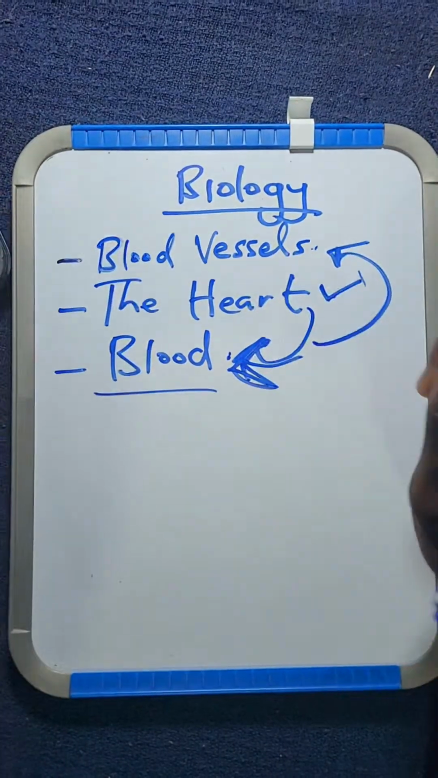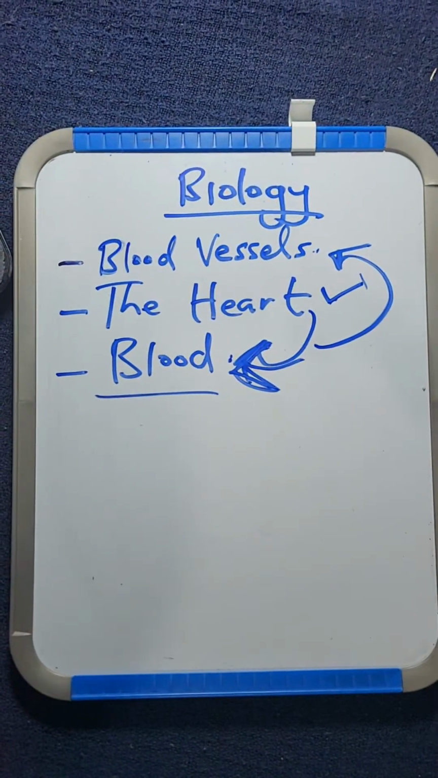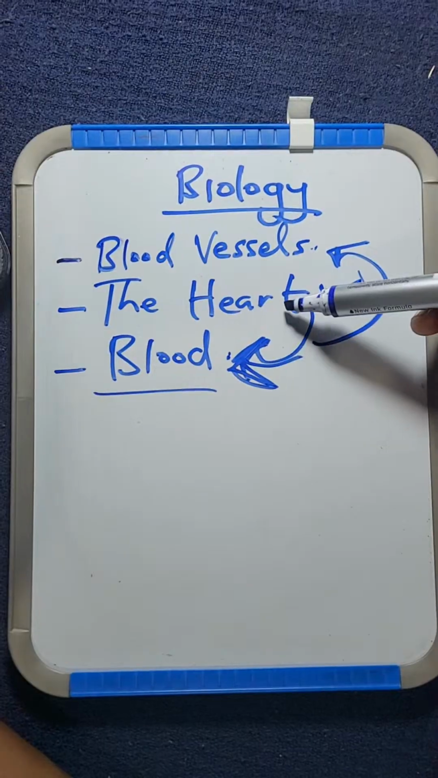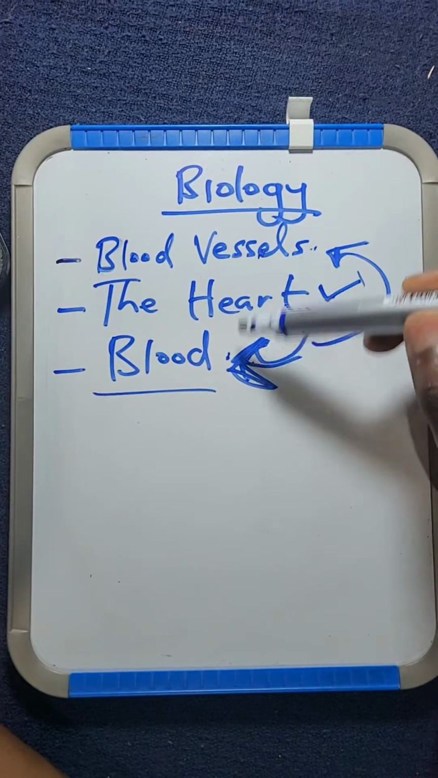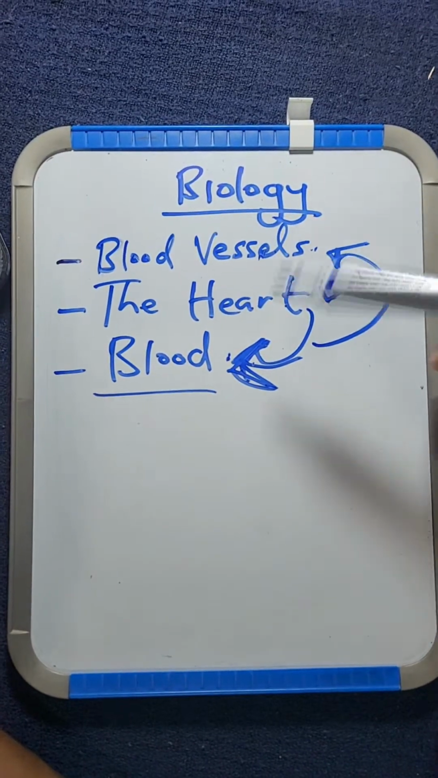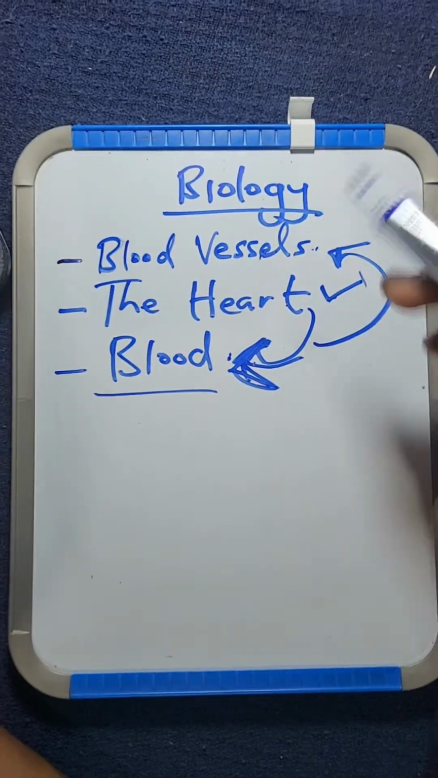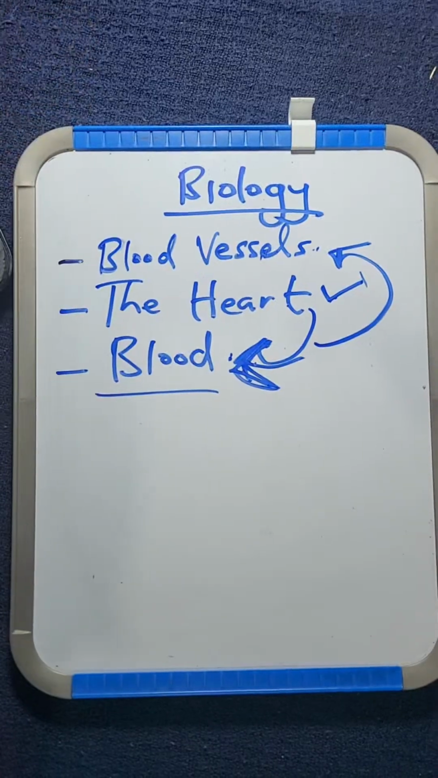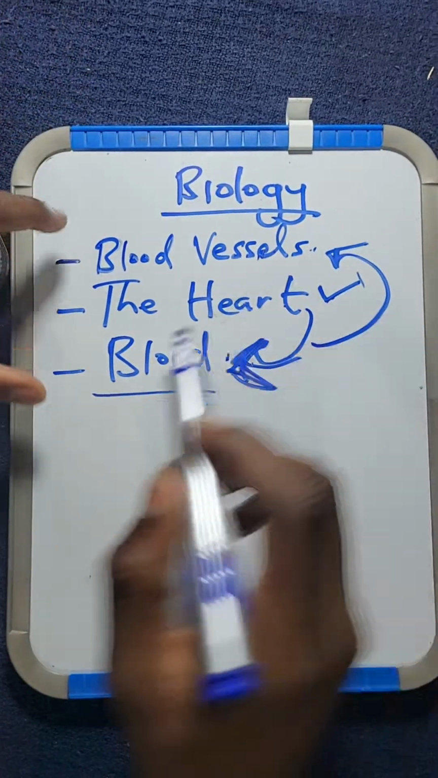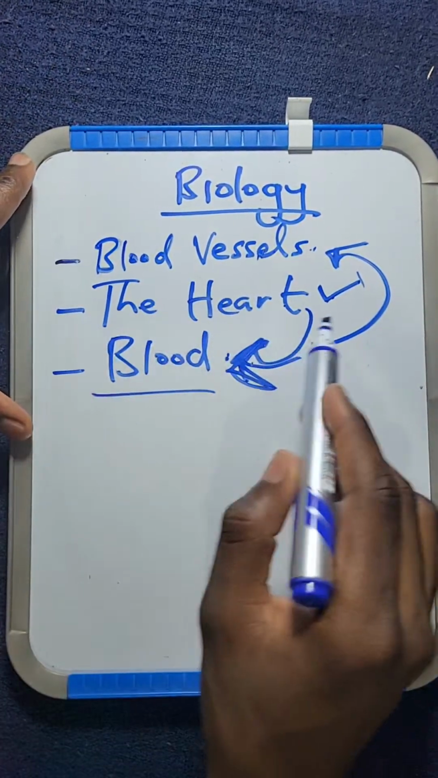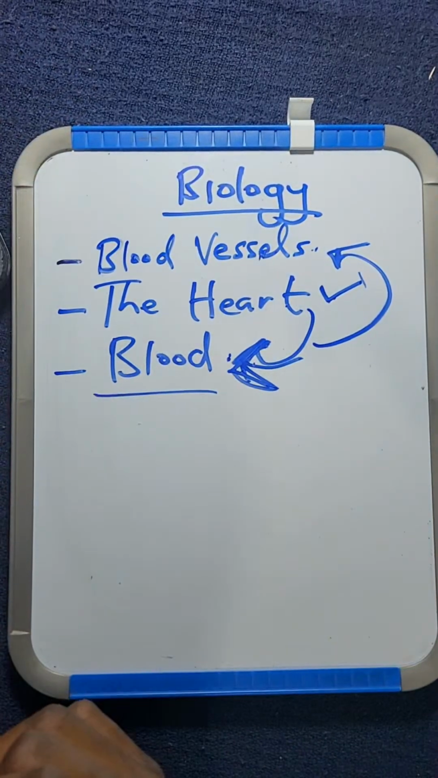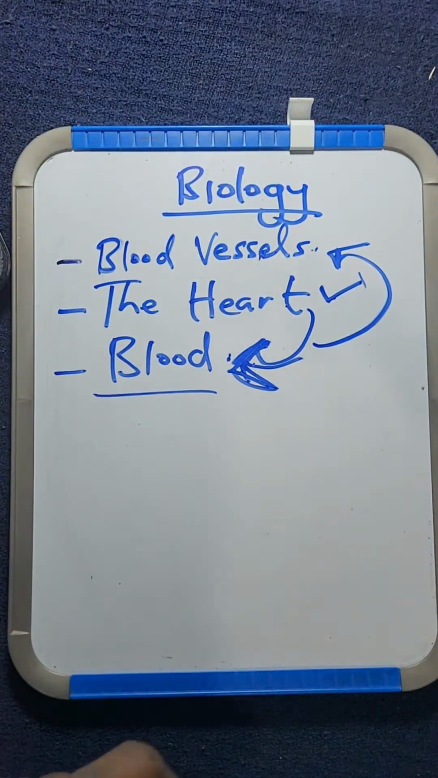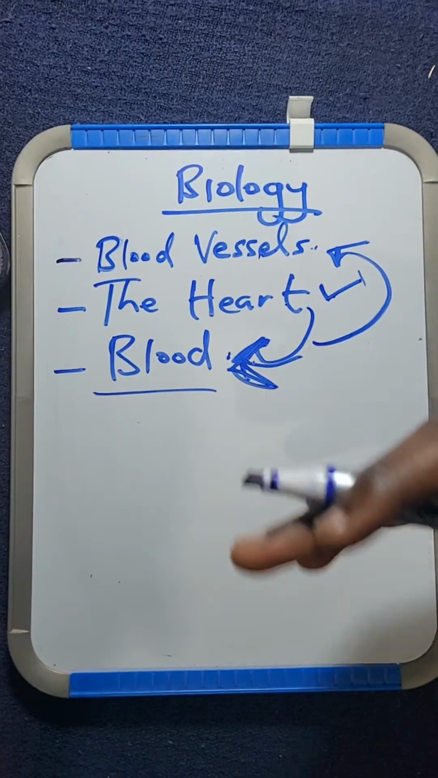Now, when you look at the heart, it is very important because without the heart, these two things are useless. The heart is needed to pump the blood so that this blood can travel to different parts of the body through blood vessels. So this is an important component in the transport system, the heart. This heart is a muscular organ.